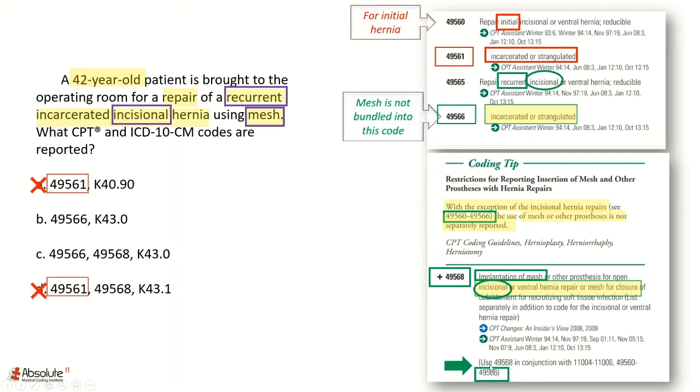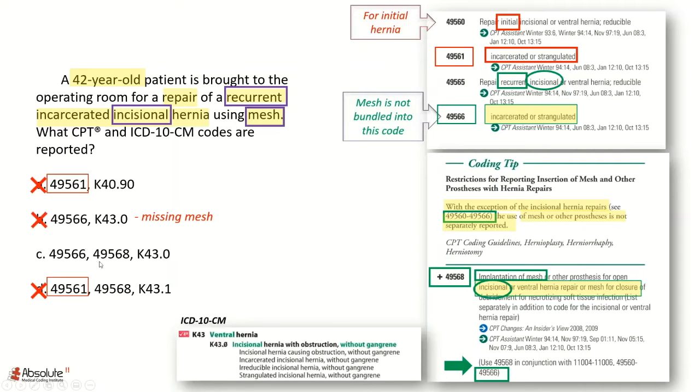It's telling us to use this 49568 in conjunction with these codes. There we go, 49566. This one's missing the mesh, and that one has it. And this is just for completeness' sake. Once you get here, I don't want you looking in that ICD-10 book, okay? Don't go looking. That's for the initial hernia.